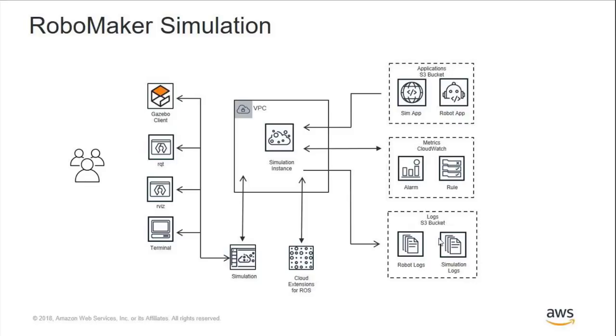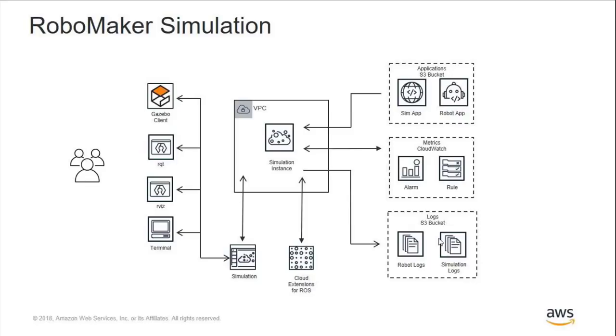A robot application is basically the application you will eventually deploy onto the robot. The simulation app contains the 3D virtual world and the plugin to control the virtual robot to drive in the simulated world. Now, on the right-hand side, we also provide CloudWatch metrics and also logging capabilities in both CloudWatch Logs and Amazon S3.